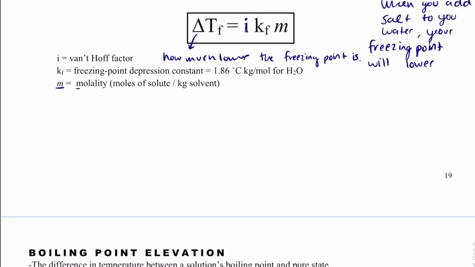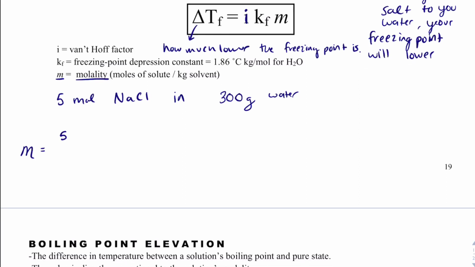Now, m is molality, moles of solute per kilogram of solvent. So, for example, if we had 5 moles of sodium chloride in 300 grams of water, molality is this italicized m. Don't focus on it unless you're shooting for bonus. We would say 5 moles of NaCl over 0.3 kilograms of water. Let me do that really quickly. 5 divided by 0.3. We get 16.67, and then not molarity, but molality.